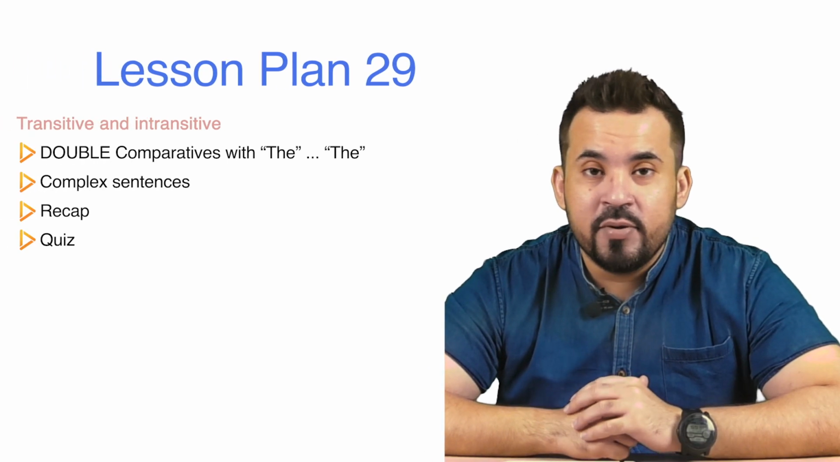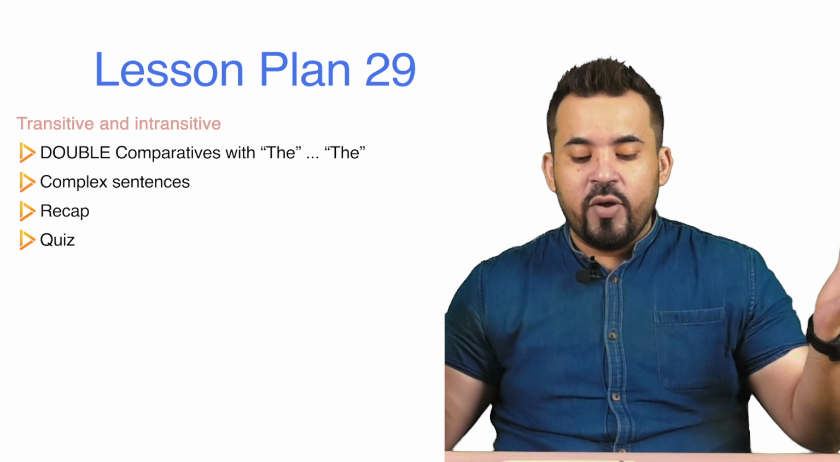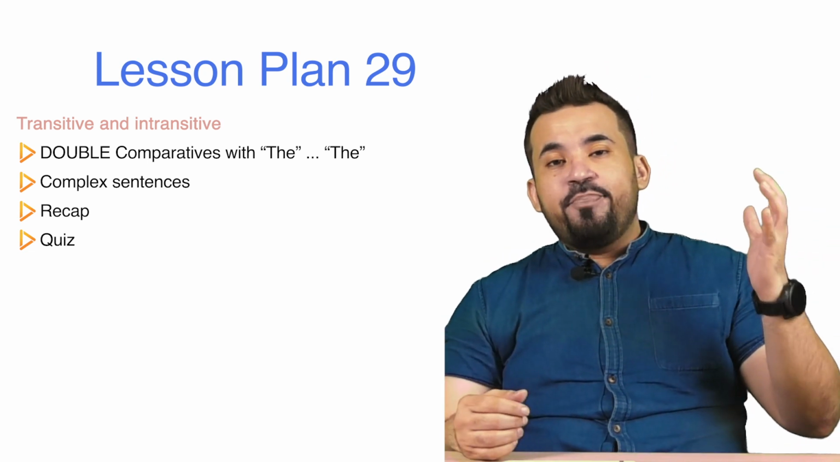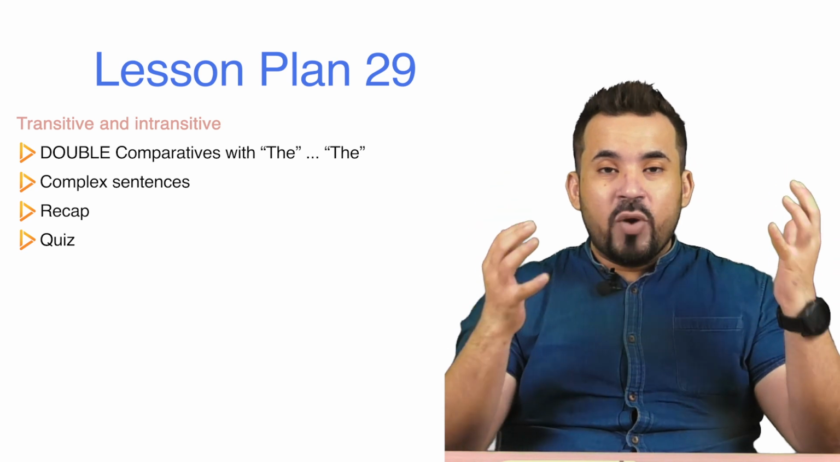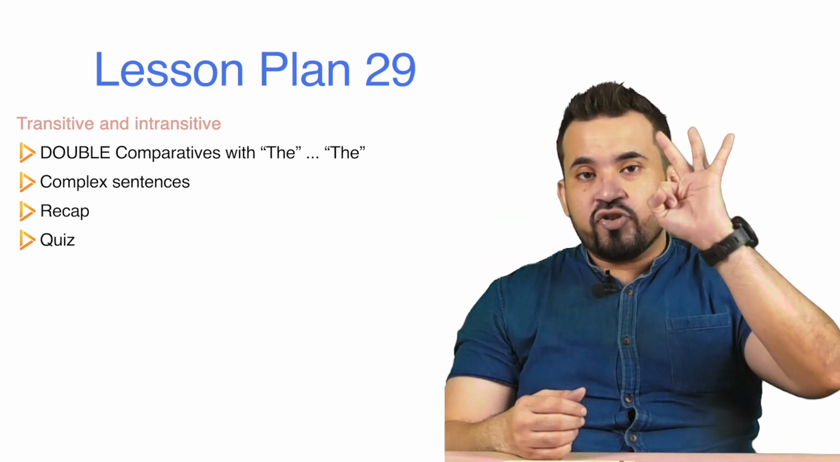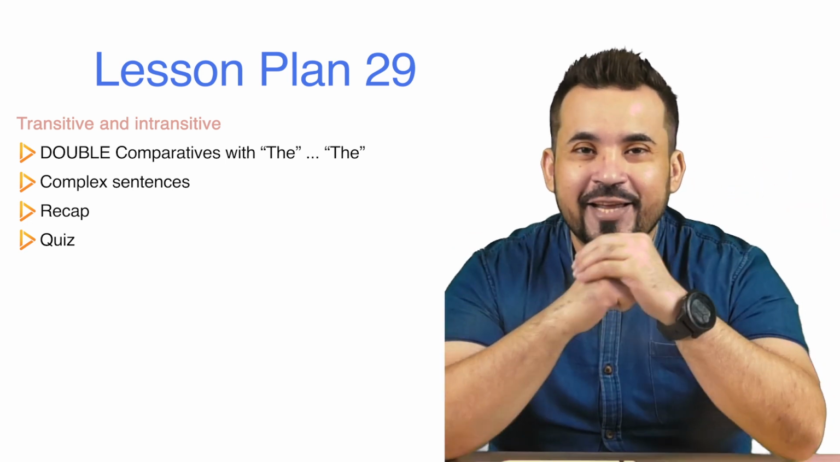Today we are going to be talking about the double comparative using the and the. Also, we will talk about sentence structures in English, how many structures there are, and we will cover the third structure, which is the complex sentence. So without further ado, let's get to it.